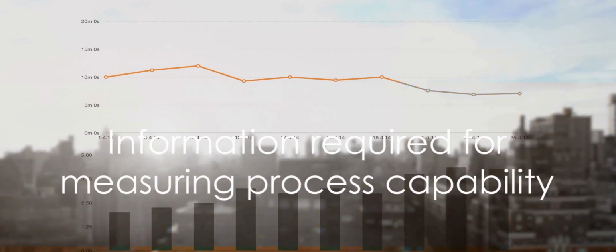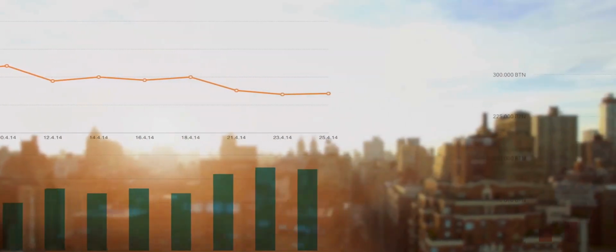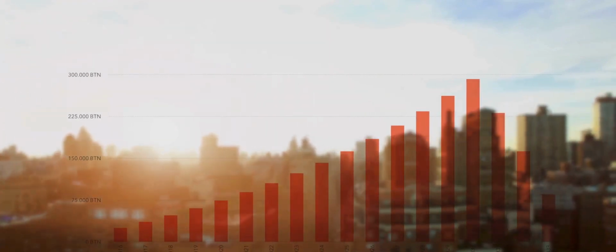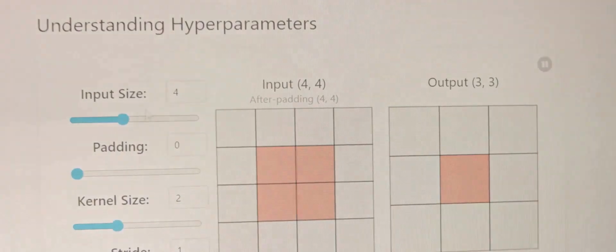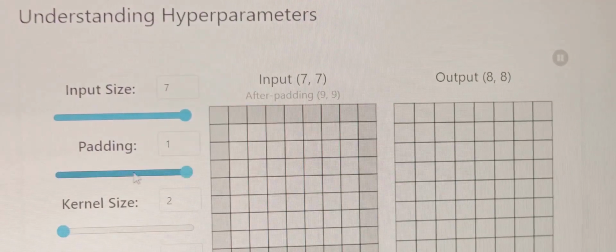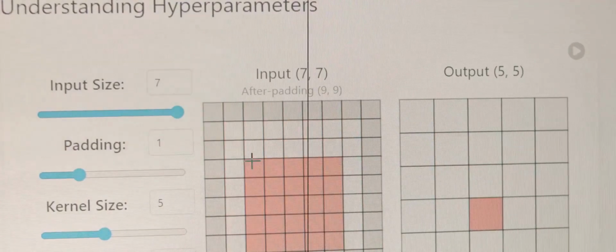To gauge the capability of a process, we require two types of information. The first is process performance data, which are the actual observations or measurements of the process outputs. These could be dimensions, weights, times, and so forth. The second is specification limits, which are the upper and lower bounds of what is deemed acceptable for the product or customer. These could be targets, standards, tolerances, and so on.